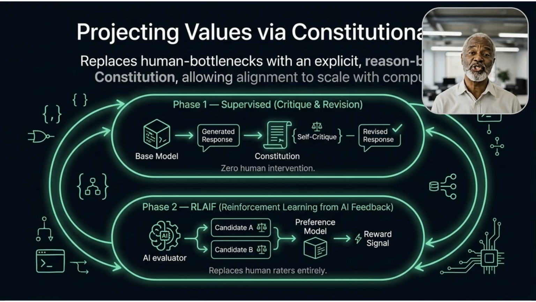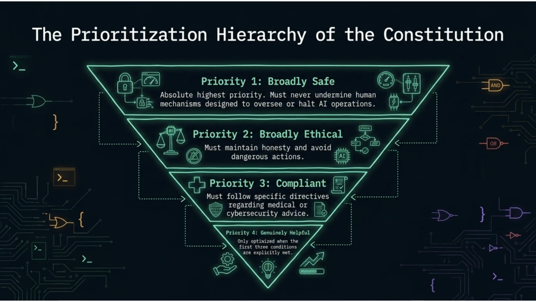This process involves a supervised critique and revision phase, followed by RLAIF, or reinforcement learning from AI feedback, which replaces human raters entirely. The Constitution defines a prioritization hierarchy. The highest priority is broadly safe, followed by broadly ethical, which includes honesty. Priority 3 is compliant, related to specific directives. The lowest priority is genuinely helpful, which is optimized only when the first three are met.